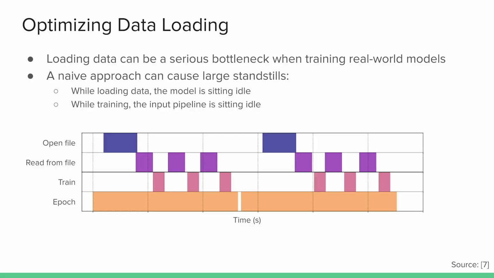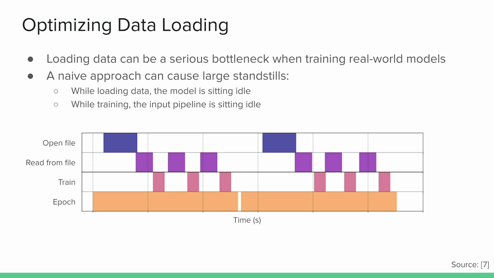One of the most common bottlenecks that you might have encountered yourself when you were training your machine is the data loading. Data loading can be very tricky. If you do it wrong, it will cost you a lot of time. So the naive approach of loading data, where you just open a file, you read from it, and whenever that is being done, you train on it. Then you read the next file, you read the next chunk from the file, train on it. That will cause lots of standstills in your training. Because when you're loading, your model is sitting idle while you're training.